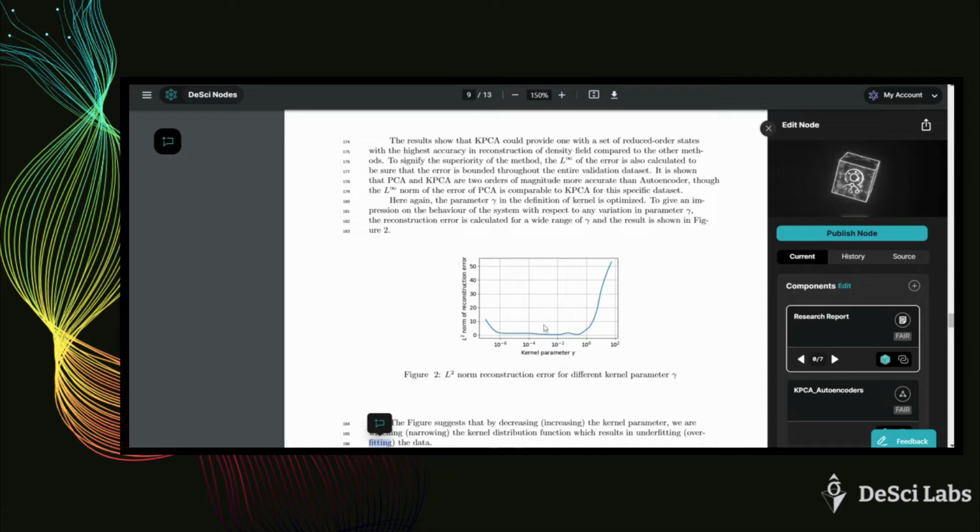And it's the same for this side of the spectrum. By decreasing this gamma, we are increasing the variance. And by increasing variance, we are taking information from many points, and the difference between close points is not visible anymore. So again, we are losing some information. That's why we have such an optimal place for gamma to minimize the error for KPCA.